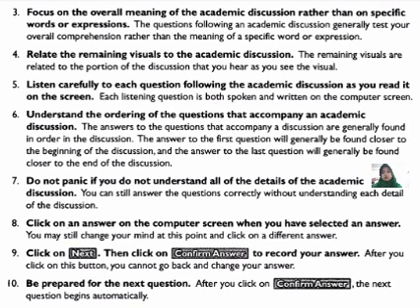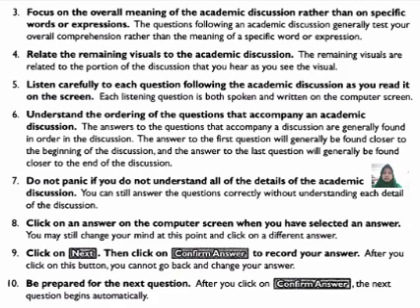Third, focus on the overall meaning of the academic discussion rather than on specific words or expressions. The next, relate the remaining visuals to the academic discussion. Then listen carefully to each question following the academic discussion as you read it on the screen. The next, understand the ordering of the questions that accompany an academic discussion. Next, do not panic if you do not understand all of the details of the academic discussion.